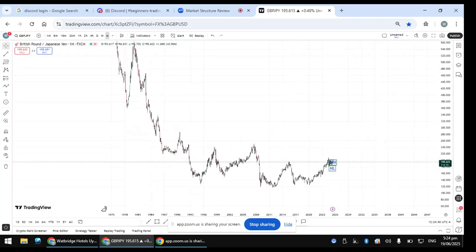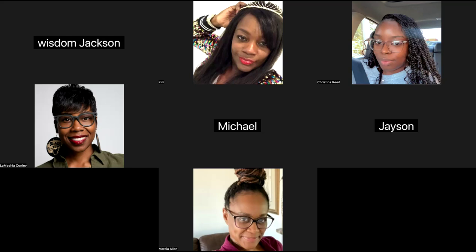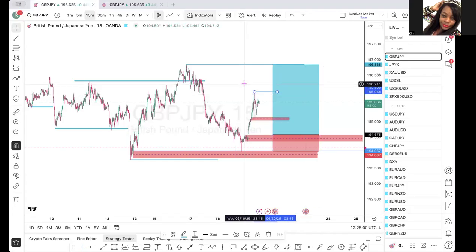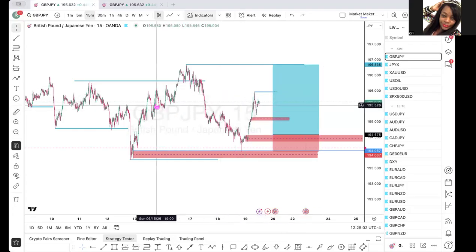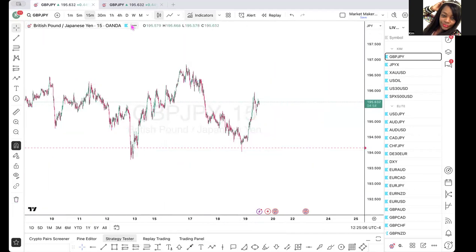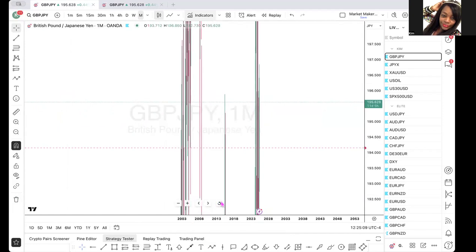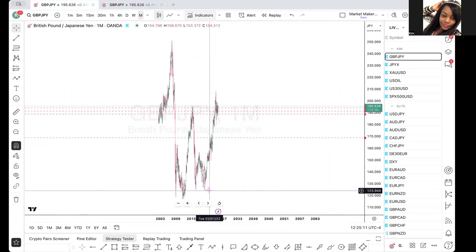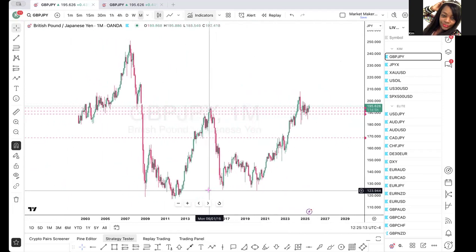Can you let me share it real quick, because I can't find the annotation tool. Okay. GJ. All right. I'm going to clear all this off. I'm going to go to the monthly, and this is what I see for GJ.